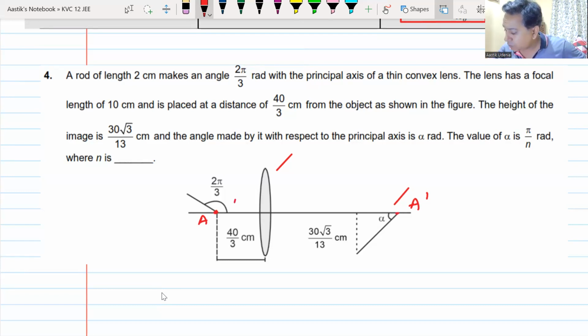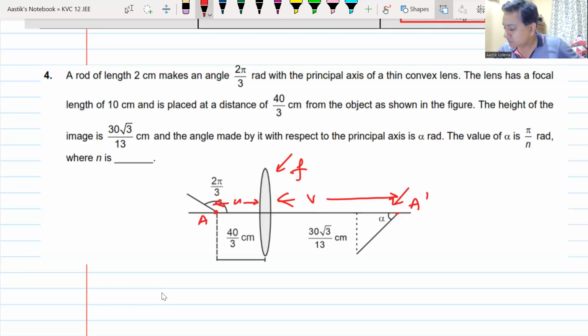You know the value of U. You know the focal length of this mirror. Let us take it as a mirror or a lens. Doesn't matter, only the formula changes. In the mirror formula, it is 1 by U plus 1 by V is 1 by F. In the lens formula, it is 1 by V minus 1 by U is 1 by F. You can find out the value of this A dash. Yes or no? You can find out this value of V dash. Yes or no? Yes, sir.